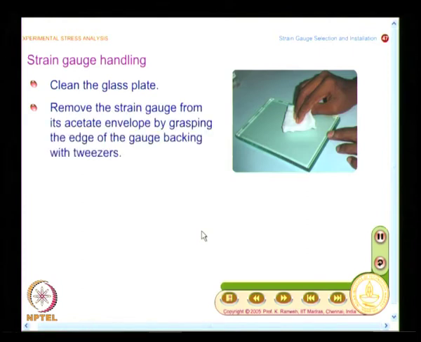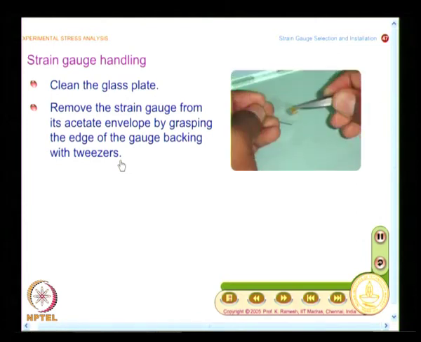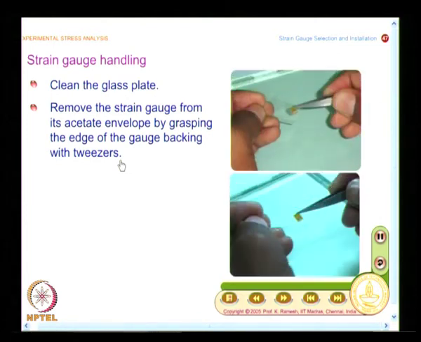Now, the surface is prepared, we have to take out the strain gauge and also have a via media to align it on the specimen. So, take a glass plate and clean it, that is where you are going to keep the strain gauge, and you have to remove the strain gauge from its acetate envelope by grasping the edge of the gauge backing with tweezers. You do not handle it with bare hands.